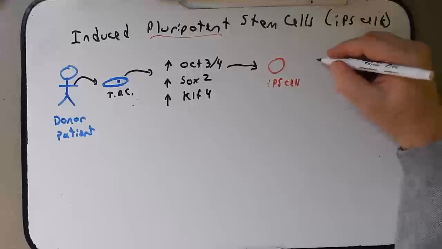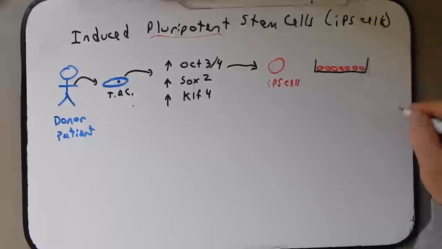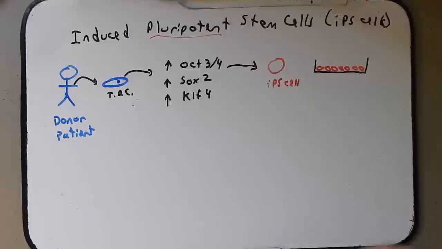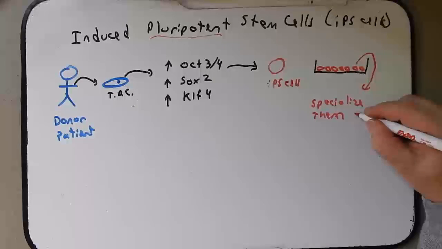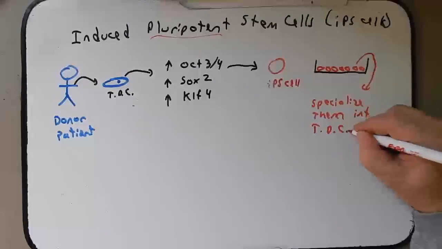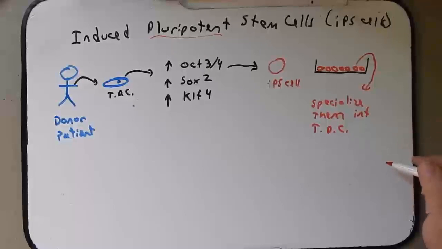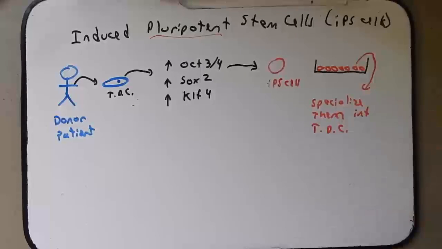We can now take these cells and grow them in a petri dish, and they will behave just like an embryonic stem cell. We can take these cells, just like we saw before, and specialize them into terminally differentiated cells, depending on what kind of signals we give them. The idea is that we could use these for a therapeutic approach.